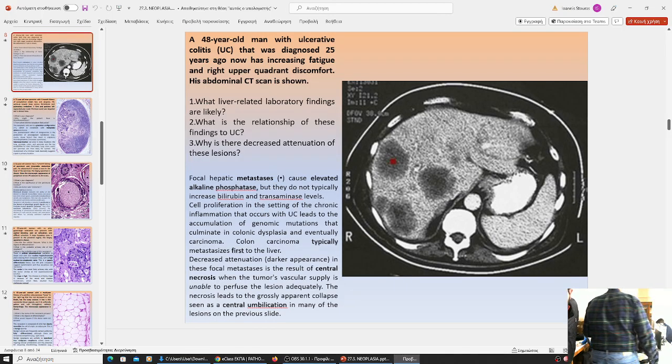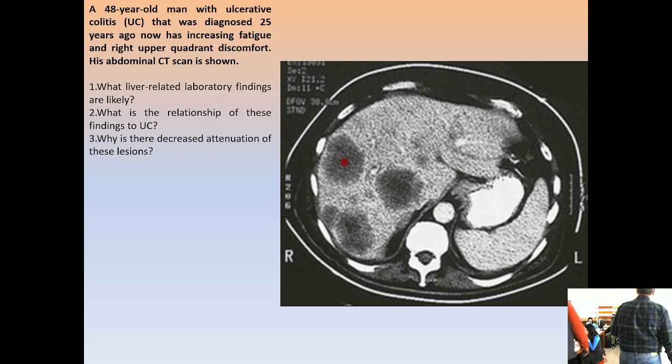Okay. Now we'll continue today with our cases of neoplasia with images. Our first case is from an old middle-aged man who has a long history of ulcerative colitis.